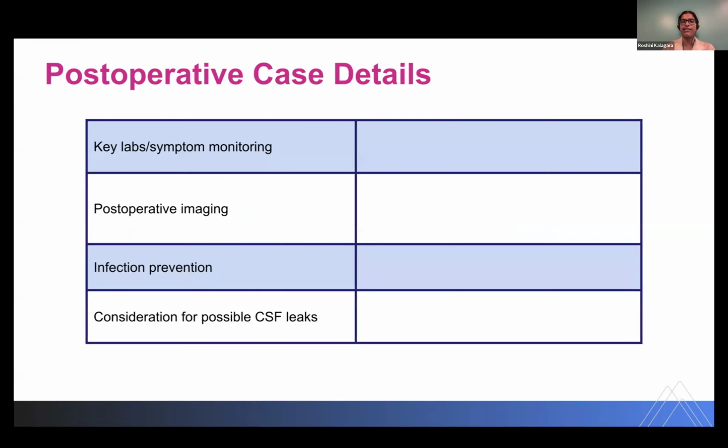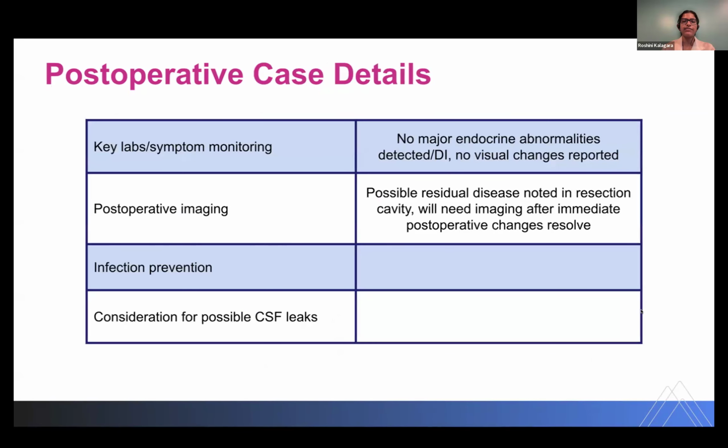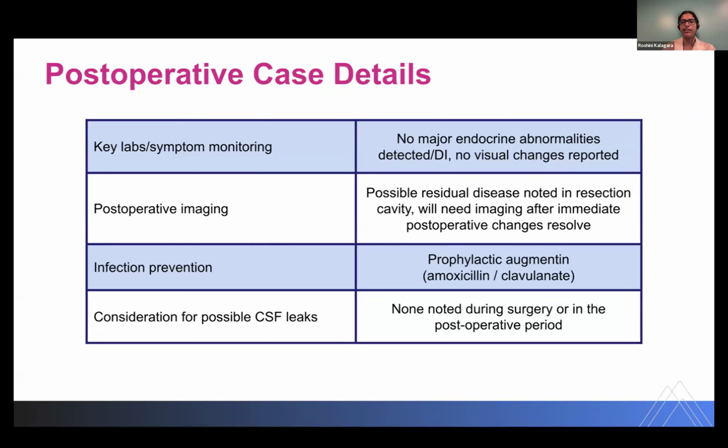So kind of throwing this back to the case at hand, we did not note any major endocrine abnormalities or visual changes. For the postoperative imaging, we completed the imaging here, and you can see that there is potential residual disease versus possible surgical changes noted in the dissection cavity, and this will need to be followed up with imaging after these immediate postoperative changes resolve. Next, for infection prevention, we went ahead and went with prophylactic Augmentin. And then none were noted, no CSF leaks were noted during the surgery or in the postoperative period. We will have a low threshold for observing this.